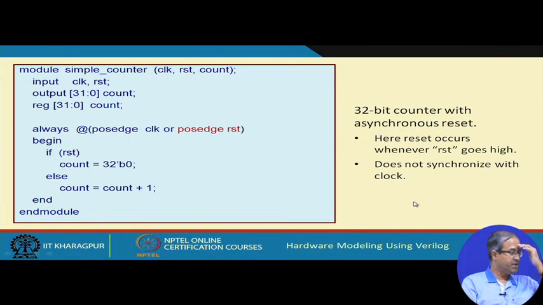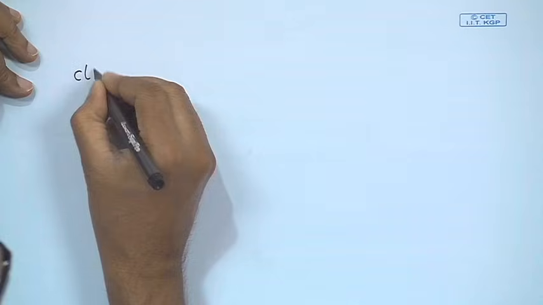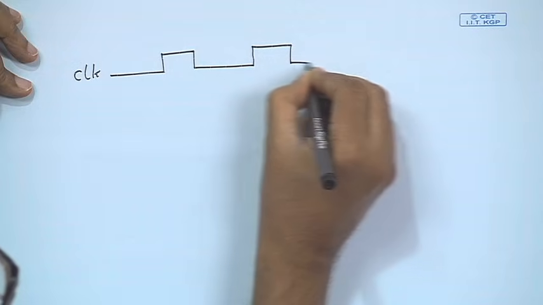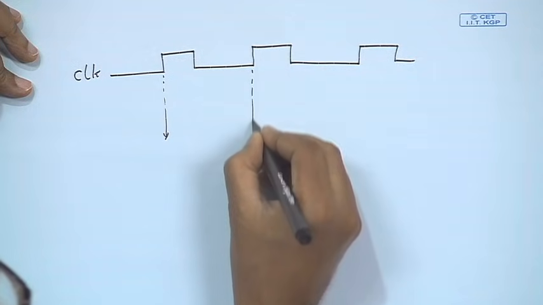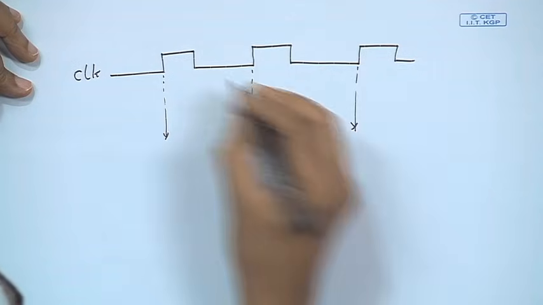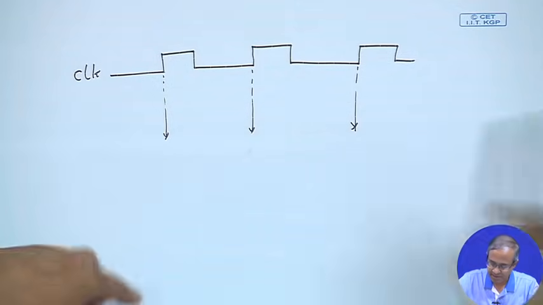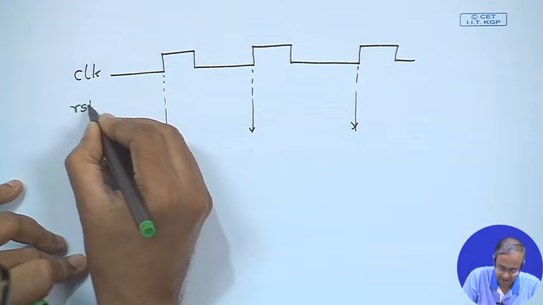Now, there is another way of specifying this. You look at the previous one, here this always block was executing begin end whenever the positive edge of clock was coming. So, think of a scenario like this. I have a clock, clock is coming like this. This is one positive edge, this is another positive edge, this is another positive edge, means 0 to 1 transitions. So, this always block will get executed here, here and here.